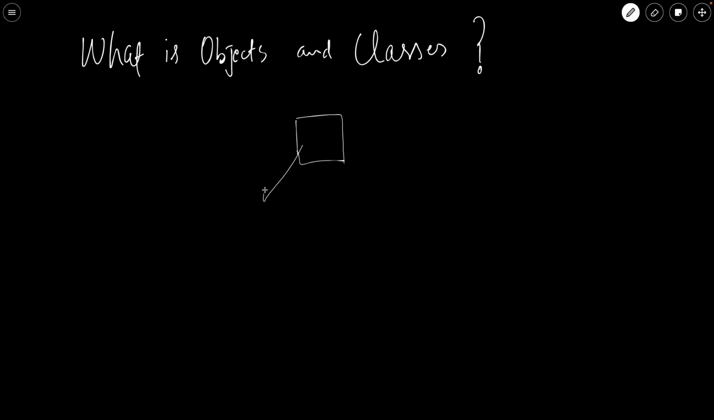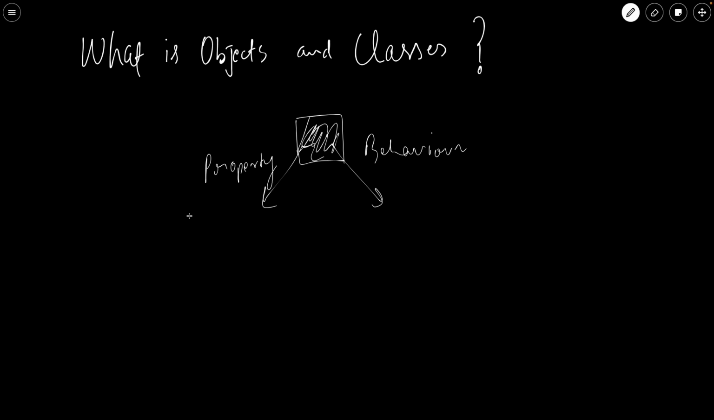An object basically has two things. The first thing that an object has is properties. So every object has some properties and some behavior. Every object must have characteristics and behavior. So let's consider this object as a smartphone. This square box, let's say this is a smartphone, and what are the properties of a smartphone?